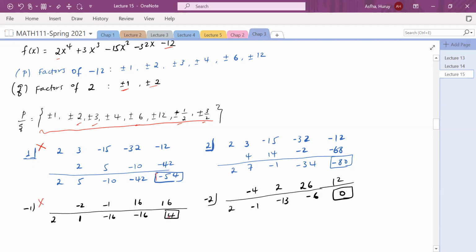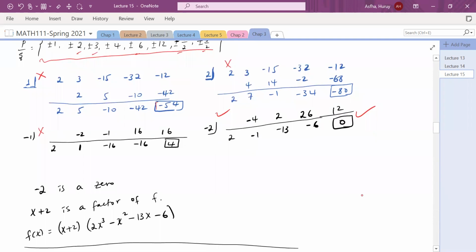So we look for the one that gives us a remainder 0. And +2, it's not because the remainder is this number. And -2, it is a rational zero because the remainder is 0. Okay. Therefore, -2 is a zero. And by the factor theorem, if -2 is a zero, x plus 2 is a factor of f of x, a factor of the function.